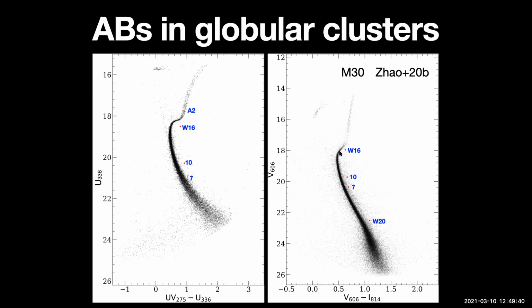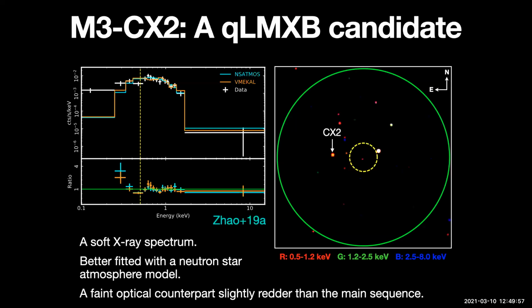And for sources beyond ABs and CVs, you probably need more information than just photometry and localizations. For example, in one of my studies of the globular cluster M3, we found the second brightest X-ray source in this globular cluster has a very soft X-ray spectrum that can be fitted with a black body or a neutron star atmosphere model. At this brightness and with this soft X-ray spectrum, we think it might be a quiescent low mass X-ray binary containing a neutron star.